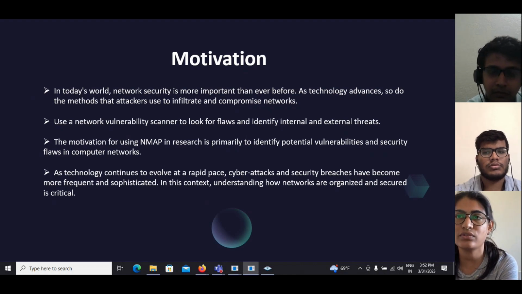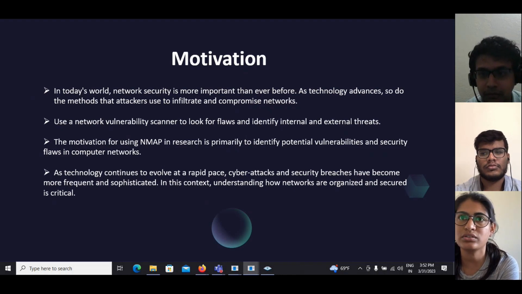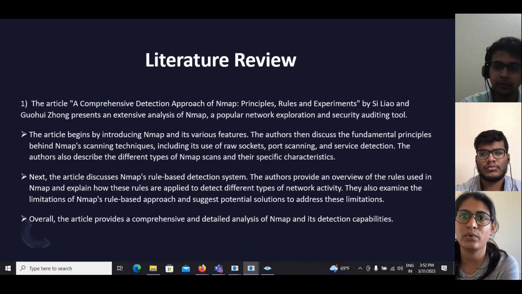One of the primary benefits of using Network Mapper is its ability to quickly and accurately map networks to enhance network security. It is crucial to identify both internal and external threats. One effective approach to achieve this is by utilizing a network vulnerability scanner that examines vulnerabilities. This enables us to gain a deeper understanding of the structure and configuration of networks, which is essential for identifying potential vulnerabilities and security weaknesses. In the next slide, I'm going to explain about literature review paper one.